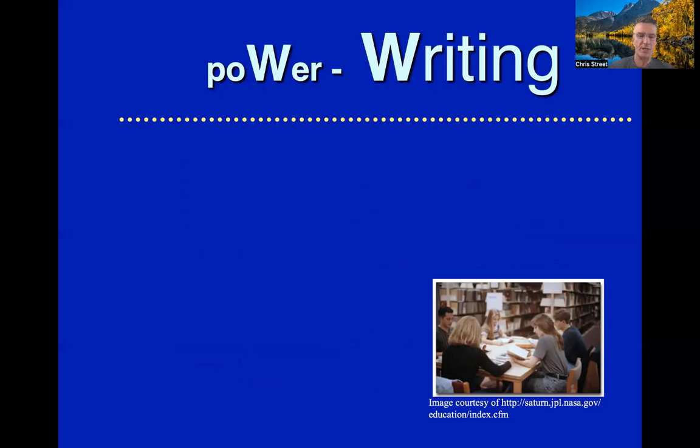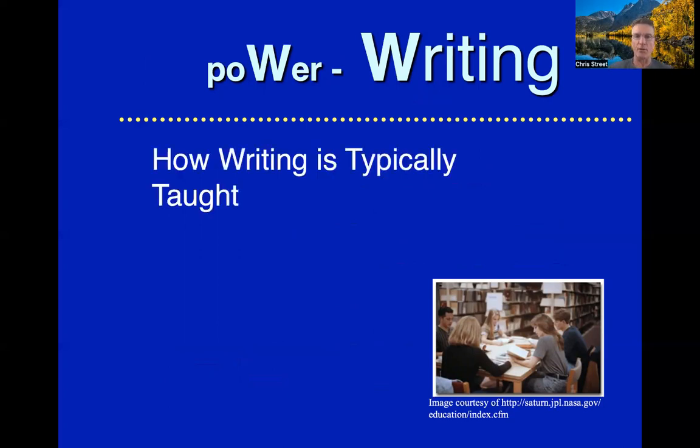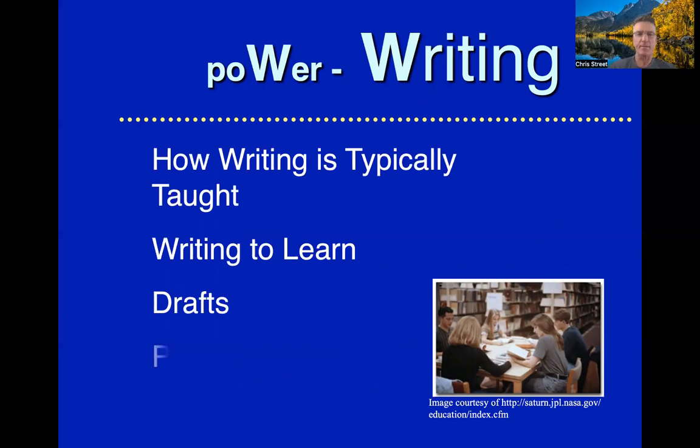So once we go to the W, or the writing component of the acronym, let's first take a look at how writing is typically taught. Then we'll talk a little bit about writing to learn activities, which can be helpful in any discipline. We'll talk about the importance of drafts for longer pieces of writing. And then we'll talk a bit about paragraphs.